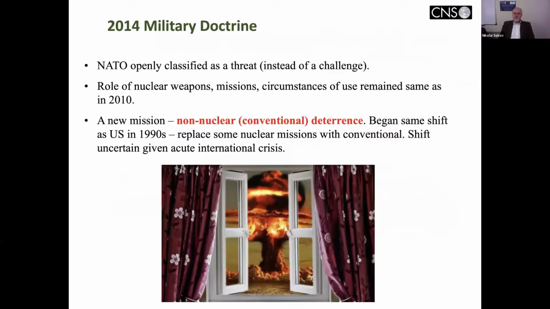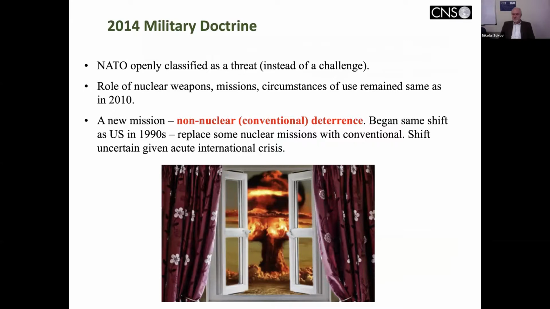And the second big turn after 2000 came in 2014. And that's when the military doctrine introduced a new mission, conventional deterrence. What it means? It simply means that, in contrast to 2000, Russia had already acquired advanced conventional weapons and no longer needed to rely primarily on nuclear. So the threshold of nuclear use increased even further.